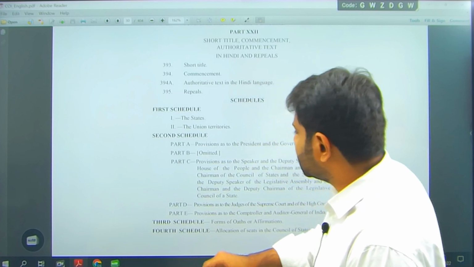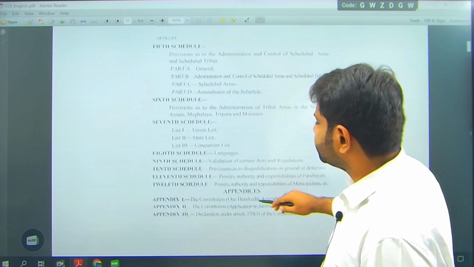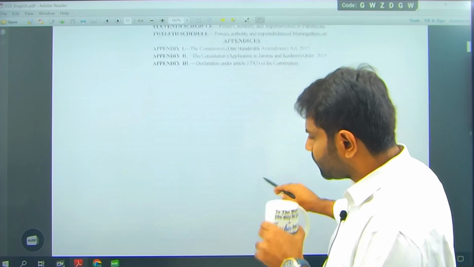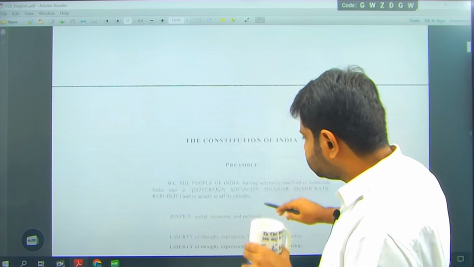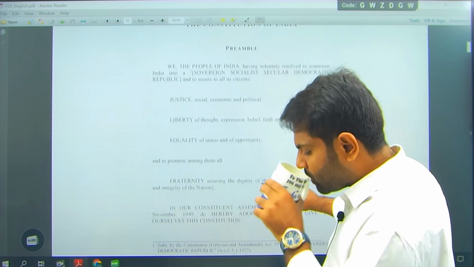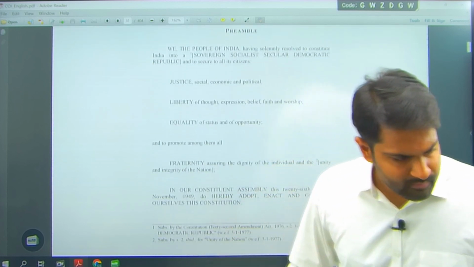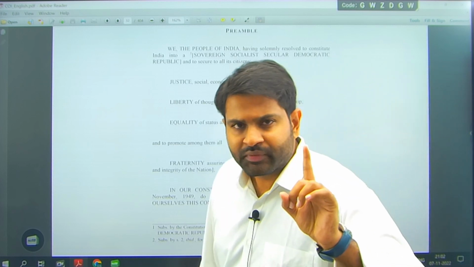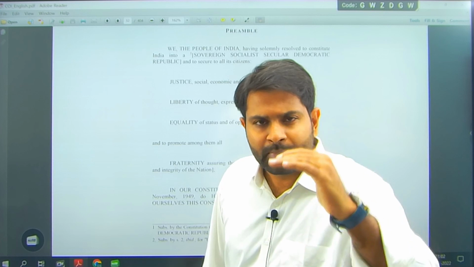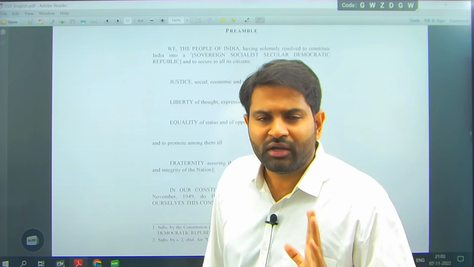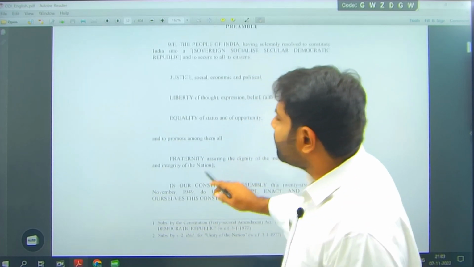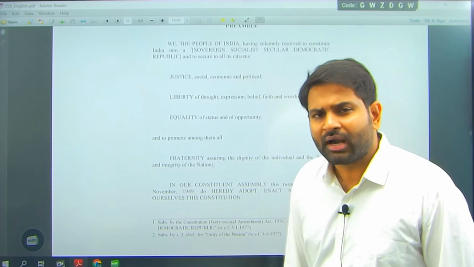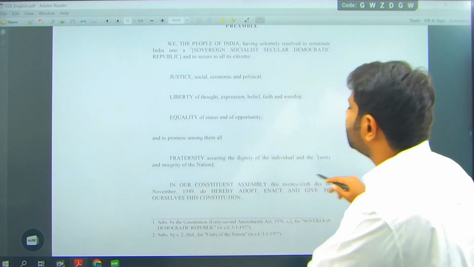Next we will get into articles. Apart from the articles, we have one preamble. Preamble is like the index of the Indian Constitution. Whatever we see in the preamble, we need to reflect in the articles. What is the preamble? I will just read it out.